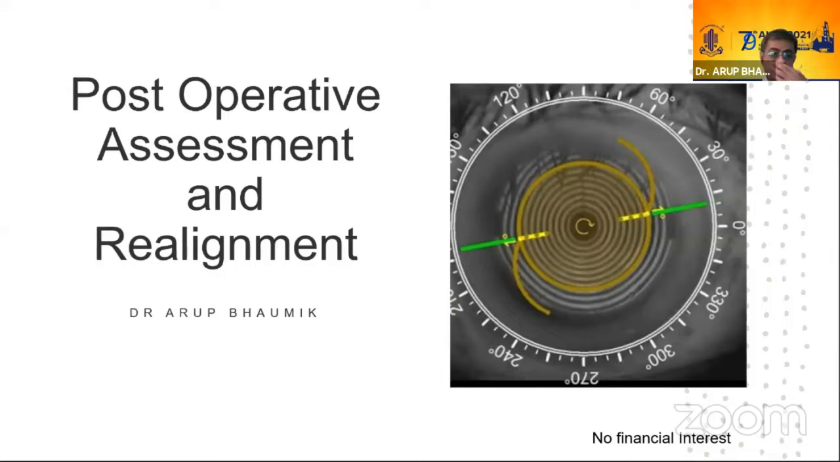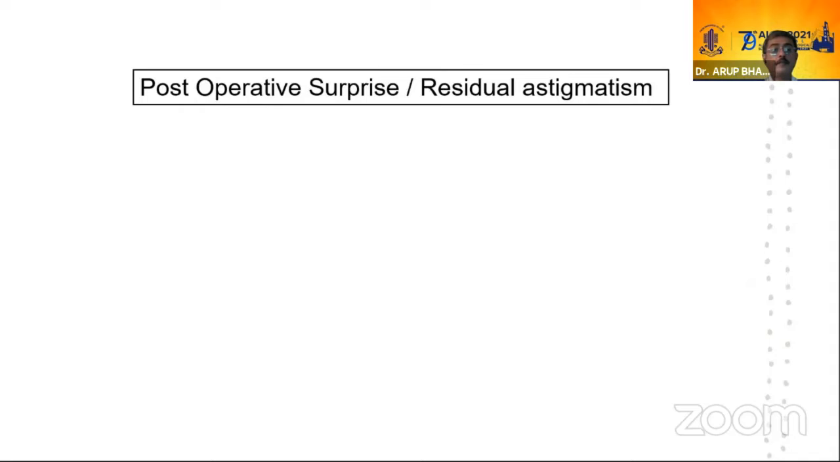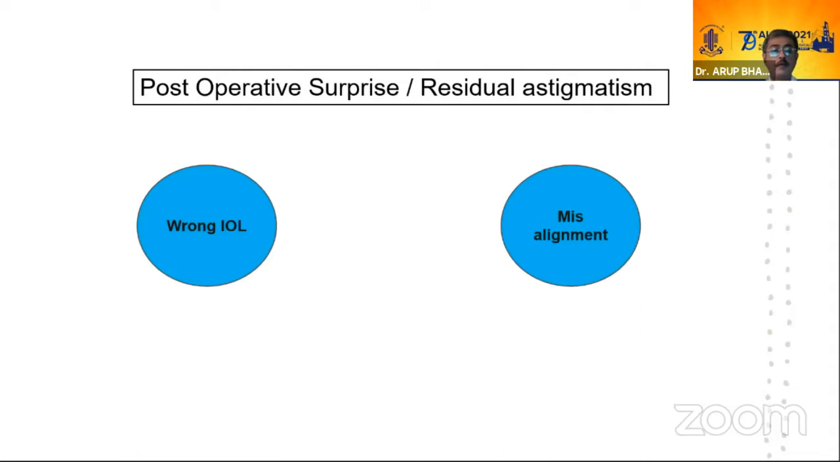This is an almost simple post-operative assessment and realignment procedure. I just want to share. This is a post-operative surgical surprise, or residual astigmatism. What could be the options? It may be the wrong IOL, your biometry or your calculation is wrong, or there may be misalignment. Either your axis marking is wrong, the toric axis marking is wrong, or there is an IOL rotation. These could be the possibilities.